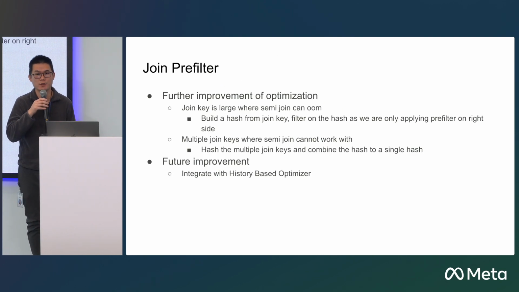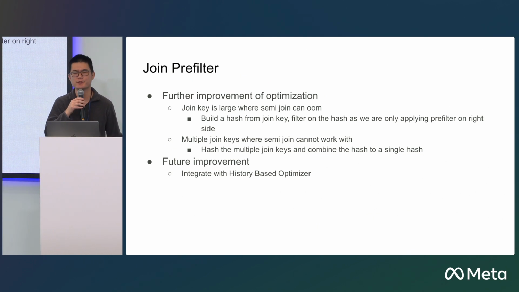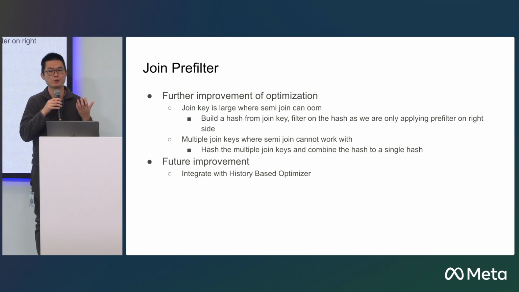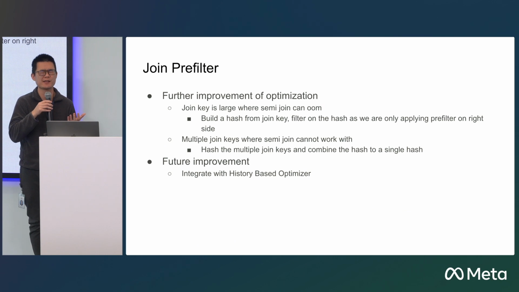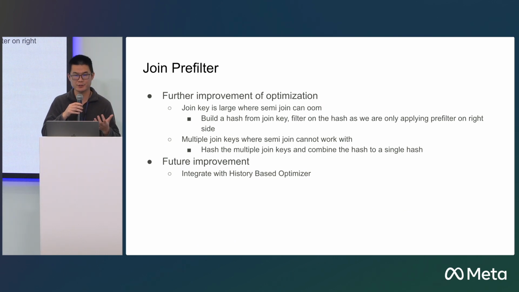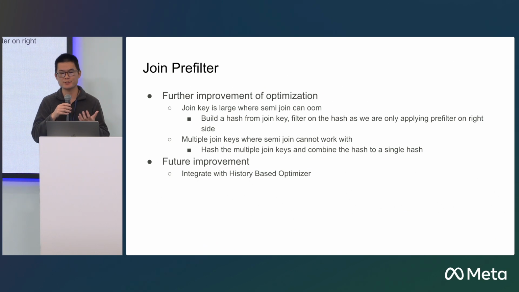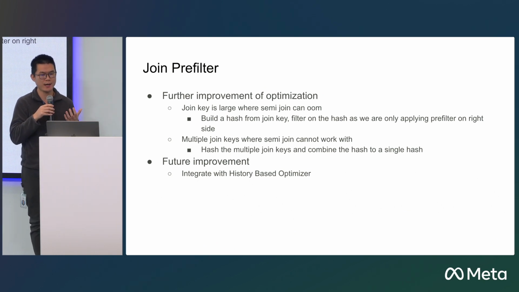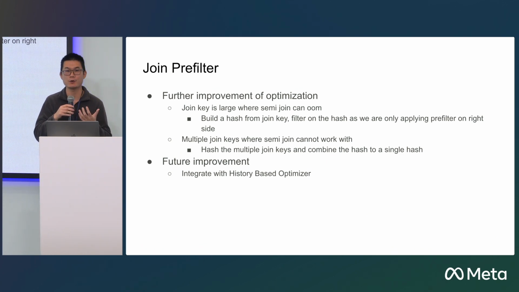Because this optimization is so useful and our users love it so much, we made further improvements. The first one is that we found sometimes the join key can be large. For example, if the join key is a string, the semi-join can be expensive. So instead of a prefilter on the join key itself, we build a hash from the join key, and we prefilter on this hash. This hash is a long integer.